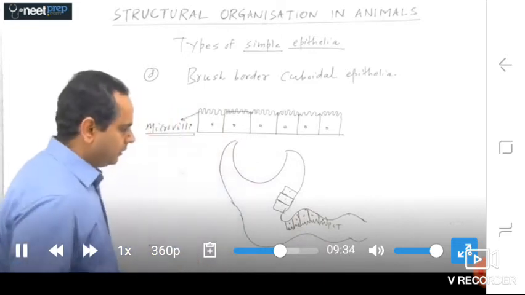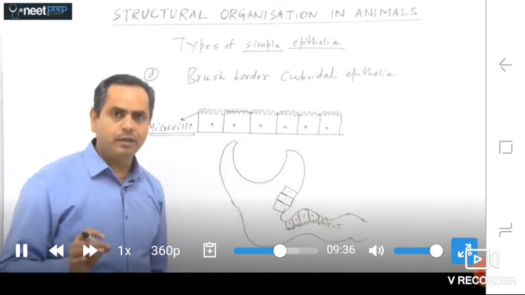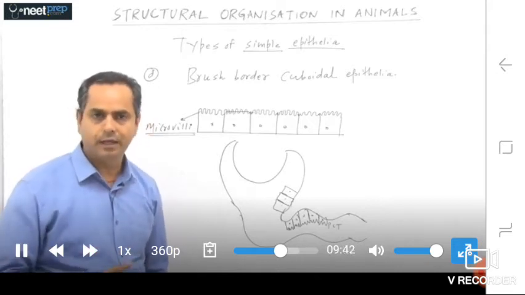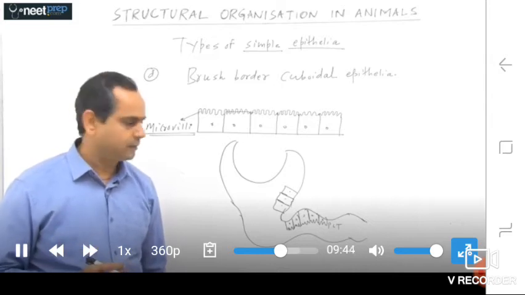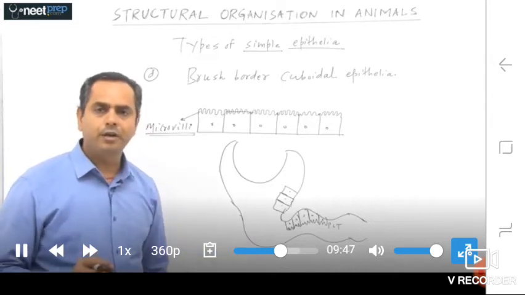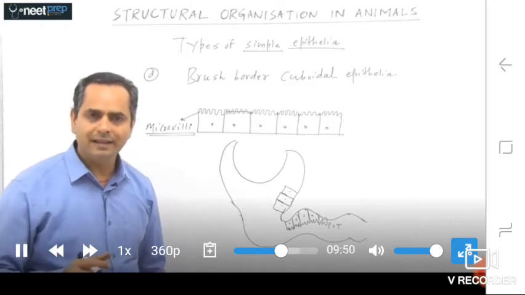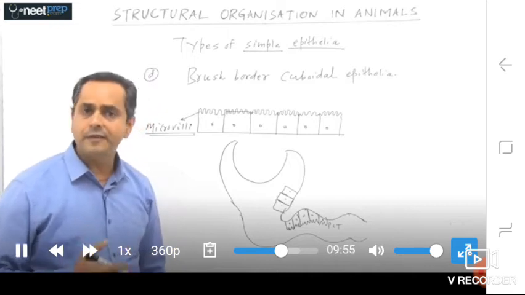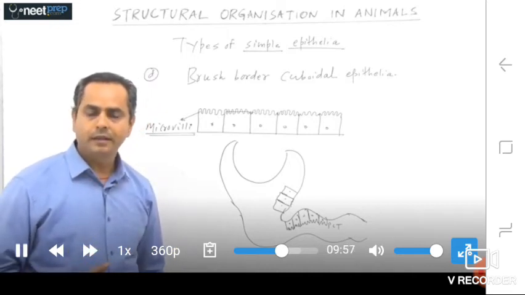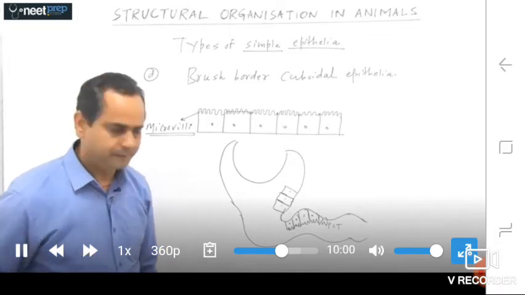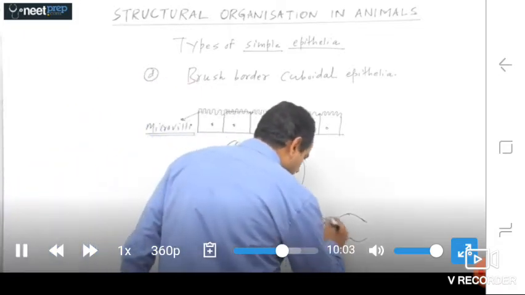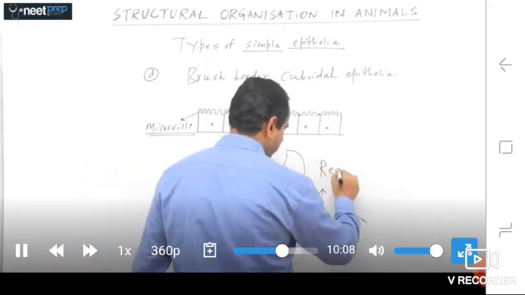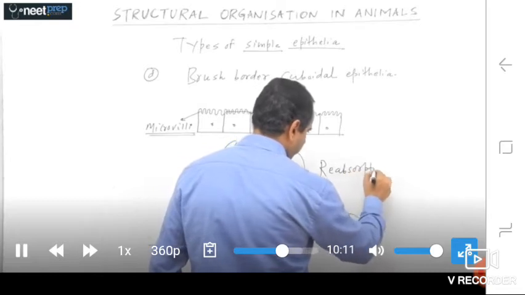and we know that the PCT of the nephron, the proximal convoluted tubule, or the remaining part of the nephric tubule, the DCT also, collecting duct also, all contain this brush border cuboidal epithelia, and that increases the surface area, and that increased surface area helps in better reabsorption. So the brush border surface area of PCT facilitates the process of reabsorption.